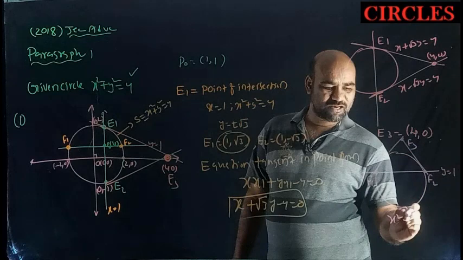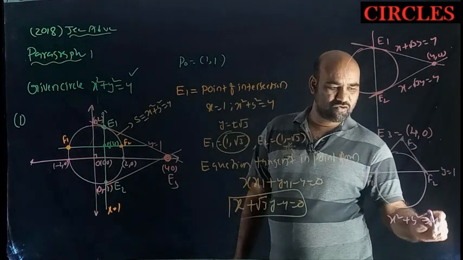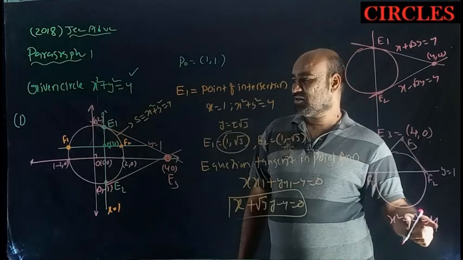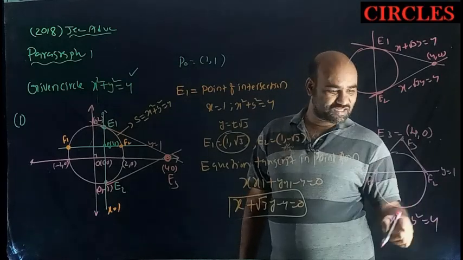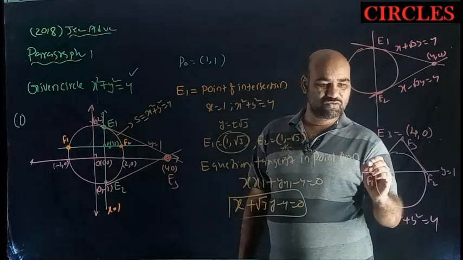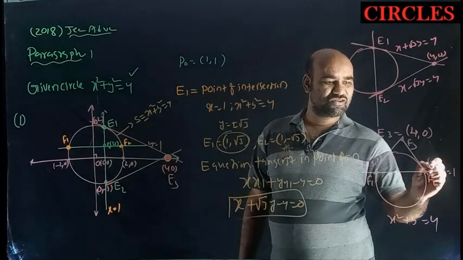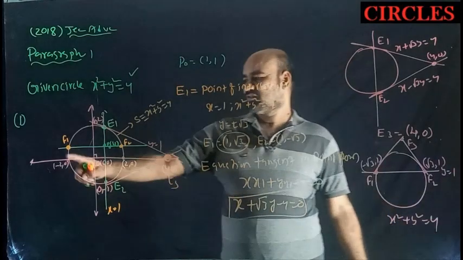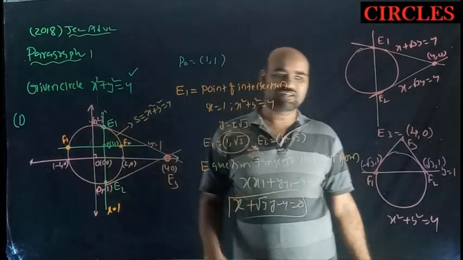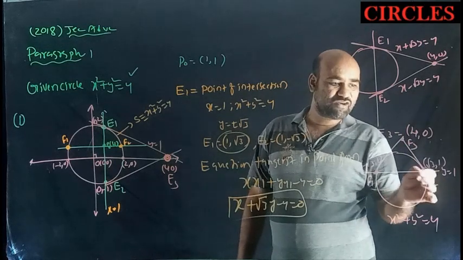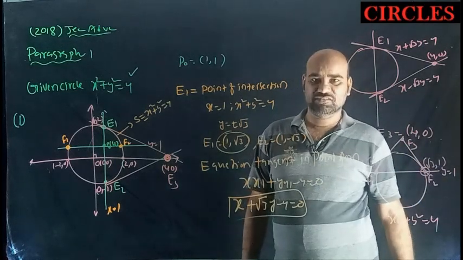So x square plus y square equal to 4. Y equal to 1 means x is root 3. So the points are minus root 3 comma 1 and root 3 comma 1. One is on the left side of the y-axis and the other on the right side of the y-axis. One is root 3 comma 1 and the other is minus root 3 comma 1. Again I want to find the equation of the tangent at that point.